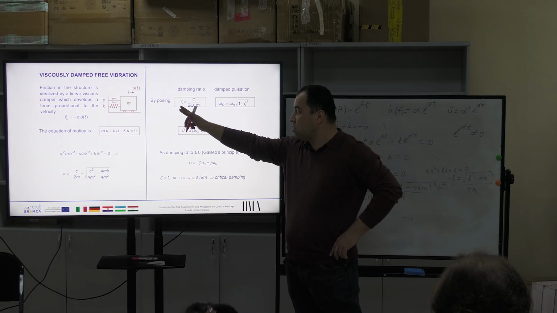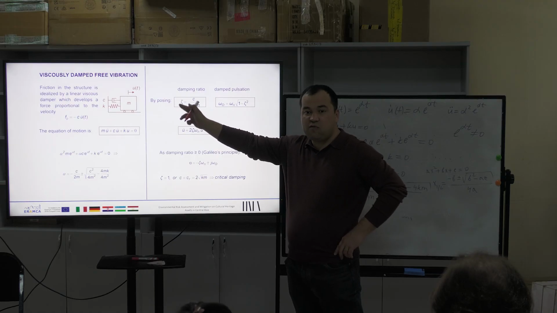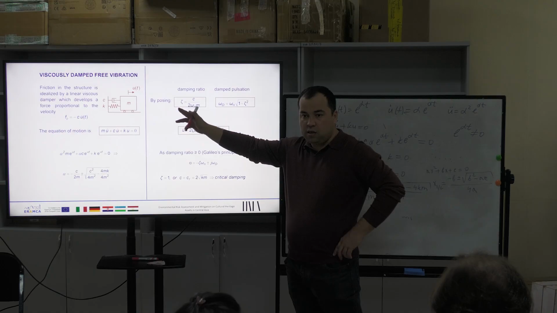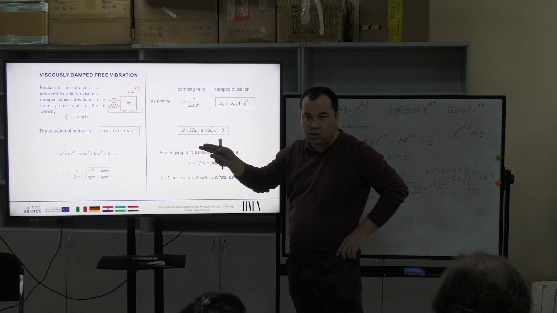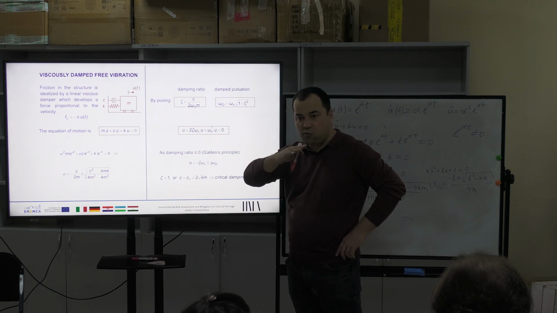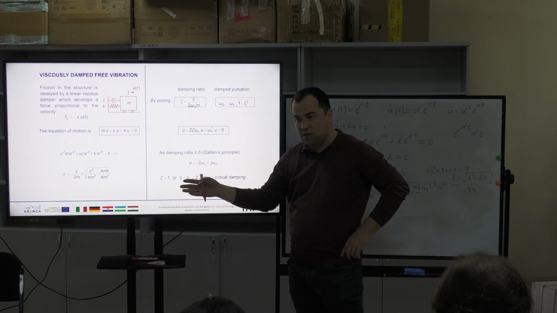If our damping ratio is 5% in a building, it is maybe a good value. If the damping ratio is 20%, it's a very good value. After one cycle, you can neglect all signals.